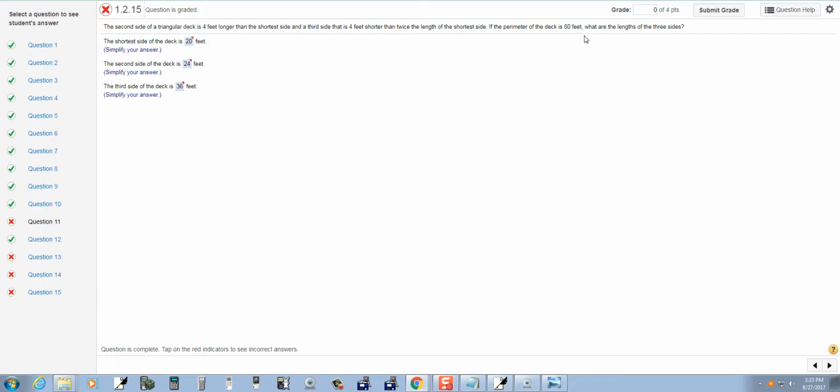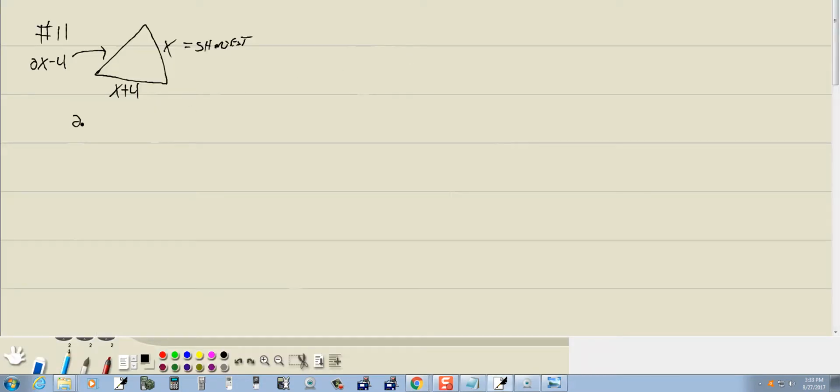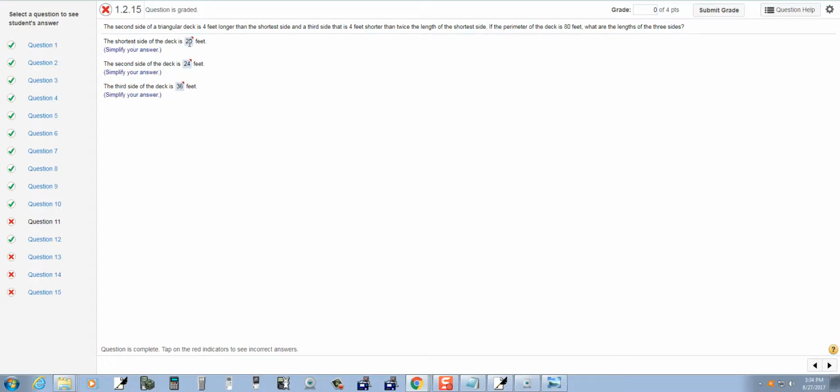Now it says the perimeter is 80 feet, so that's all the way around. So we got 2x minus 4 plus x plus 4 plus x equals 80. Okay. x plus x plus x is 4x. Negative 4 plus 4 cancels. Divide both sides by 4, and you get x equal to 20. So this side would be 20. This is x plus 4, so this would be 24. This would be 2 times x, 2 times 20 is 40, minus 4 is 36. And that's where they get to 20, 24, and 36.